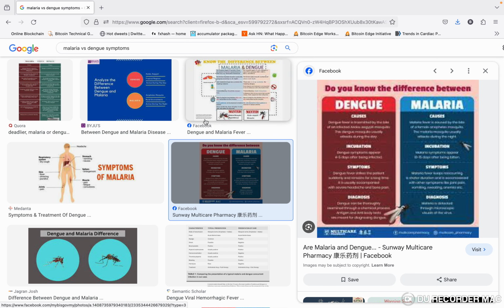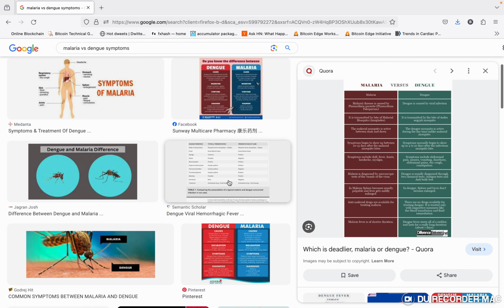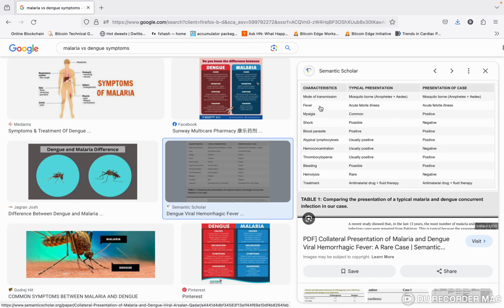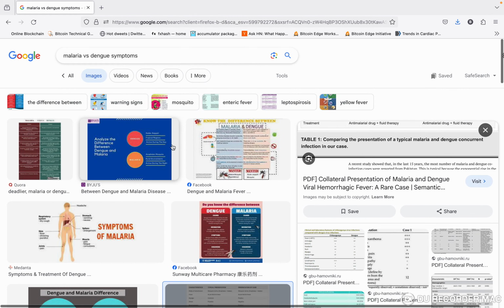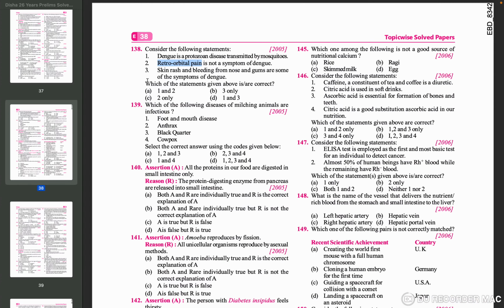Oh, the quality is not good here. Let me check this one. Let me check symptoms. Okay. Malaria: in malaria we have nausea, headache, repetition, and in dengue we have rashes. Okay, so that's why this option: skin rash and bleeding. So this happens for dengue, from nose and gum. Okay, skin rash. So the answer was retroorbital pain is not a symptom of dengue.